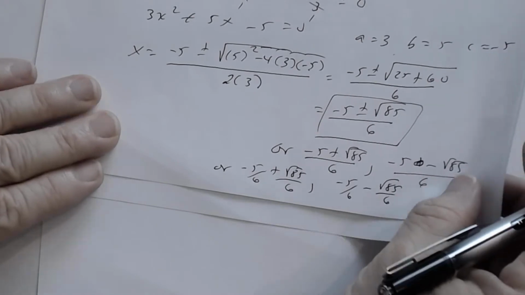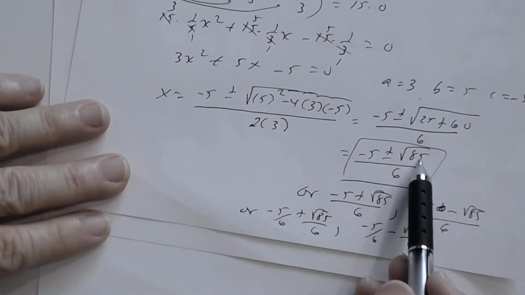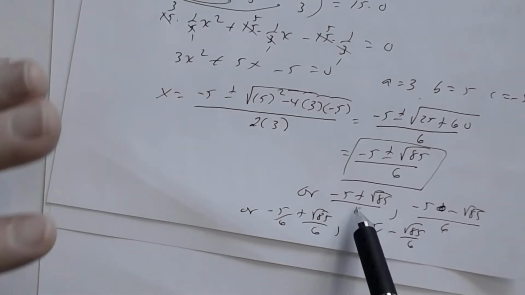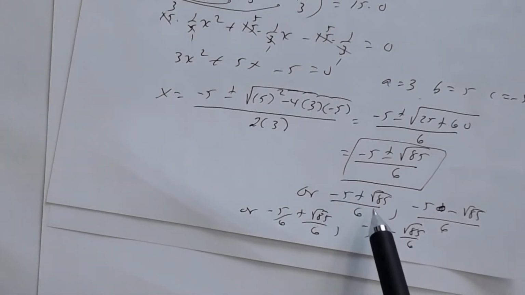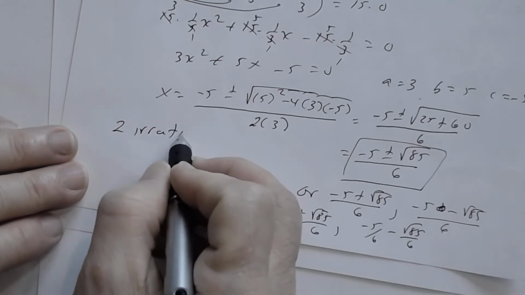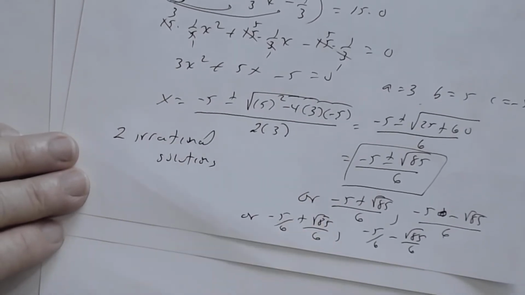And so before we go on, you see how the discriminant, 85, was positive and not a perfect square? So that means you're going to end up with real solutions, but what kind of real solutions are they? Are they rational or irrational? They're irrational. So you get two irrational solutions. So that's what you end up with.